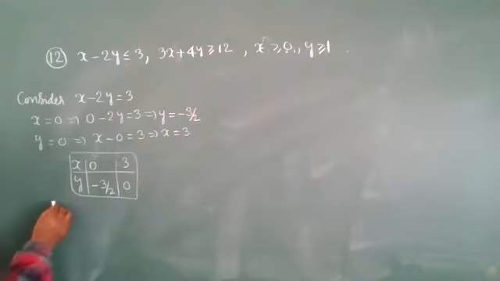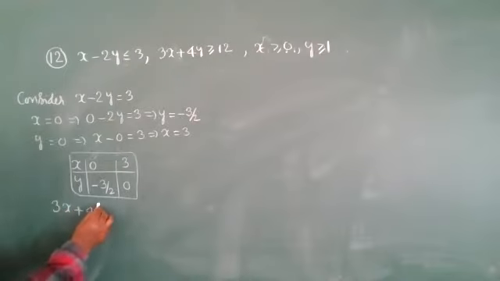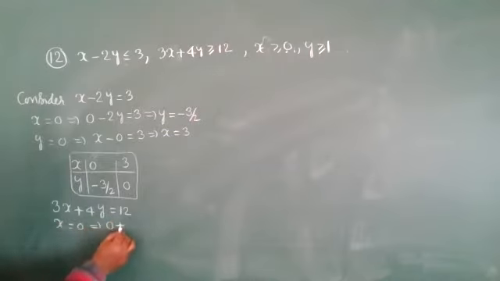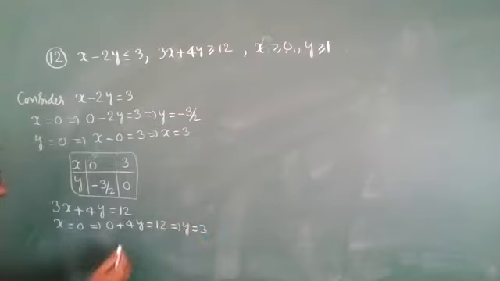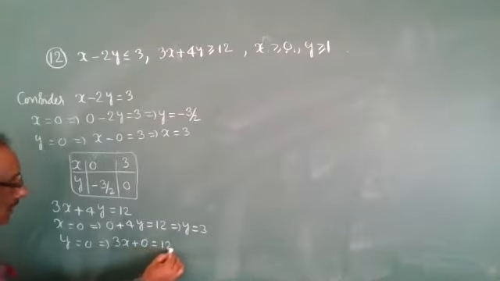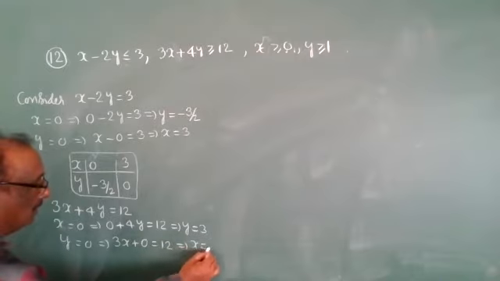Everyone go through the second equation: 3x plus 4y is equal to 12. I am writing x is equal to 0. Then 0 plus 4y is equal to 12, so y is equal to 3. Next, y is equal to 0. So 3x plus 0 is equal to 12, x is equal to 4.